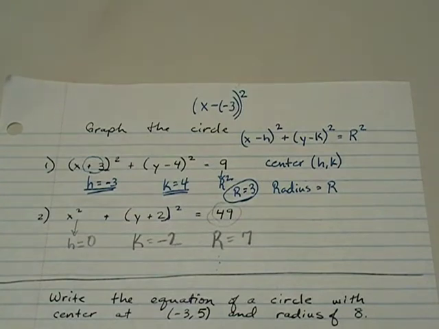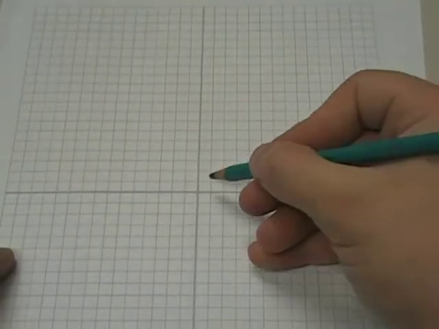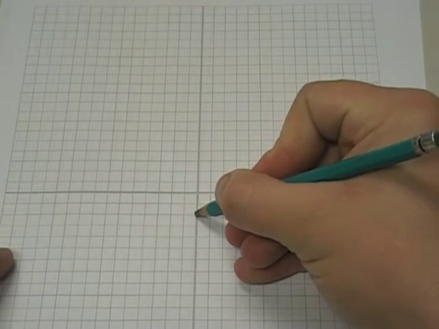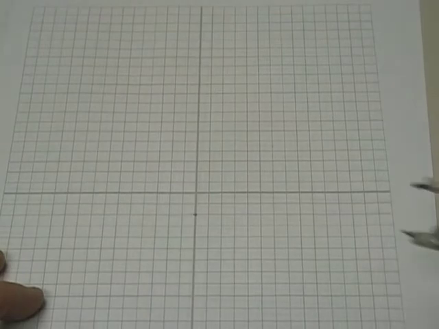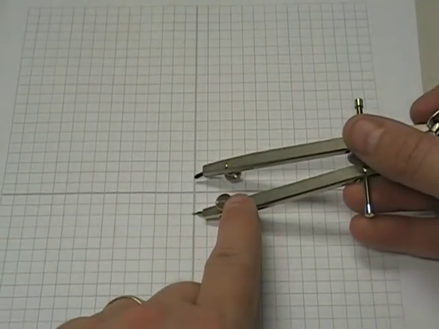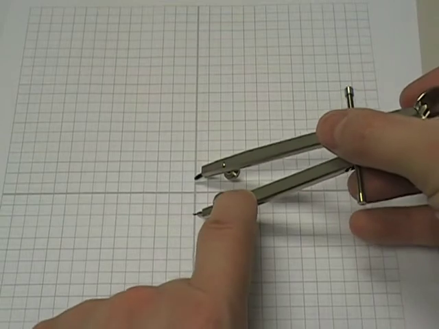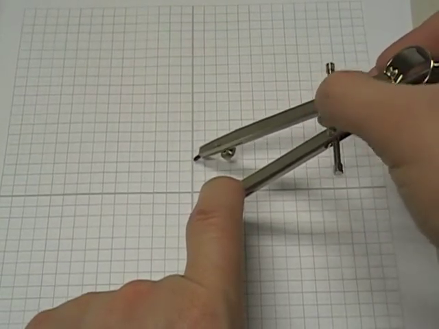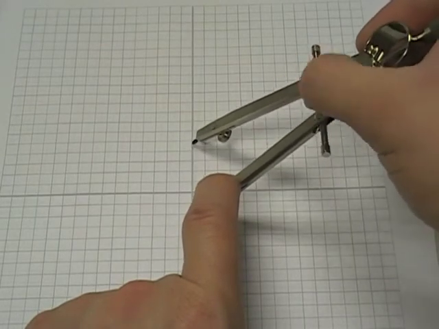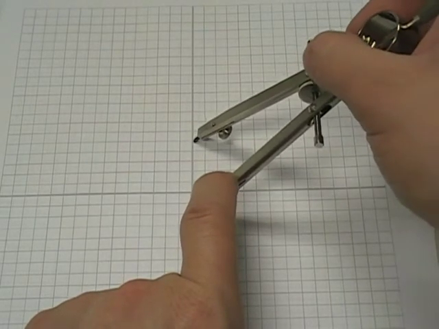So if I had to graph that circle, what would I do? Same concept as before. We'd take a sheet of graph paper and find our center. Our center is at 0, negative 2. So it's going to be somewhere like this. 0, negative 2. And then we're going to take our compass and put our point there. And we want to go out to a length of 7. So there's 4, 5, 6, 7.